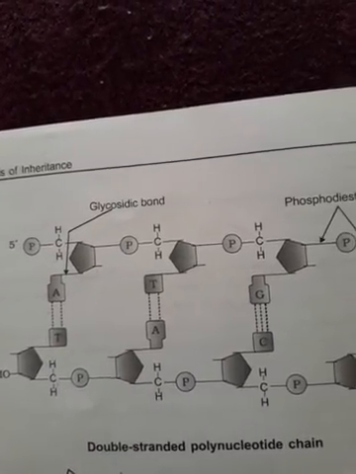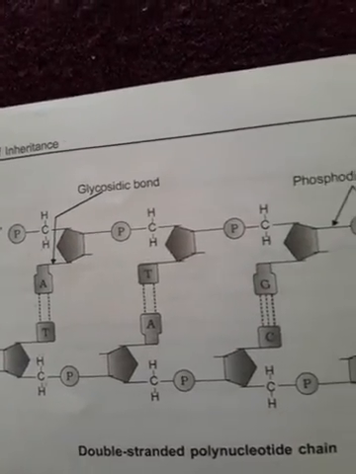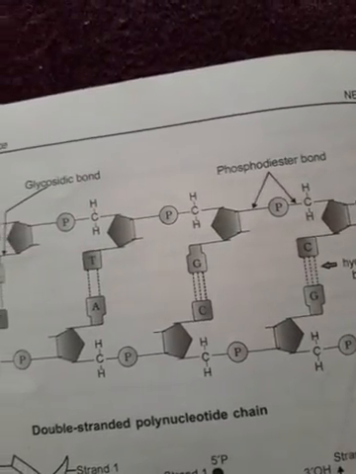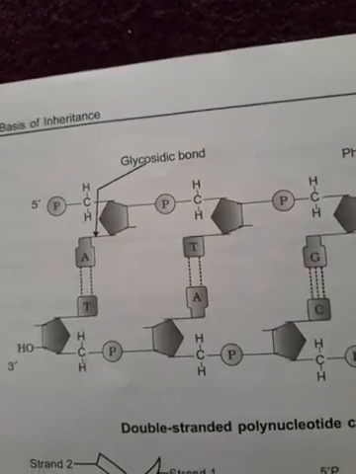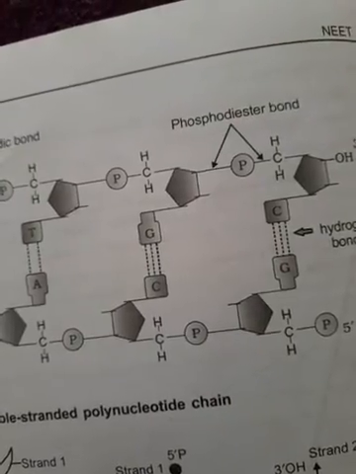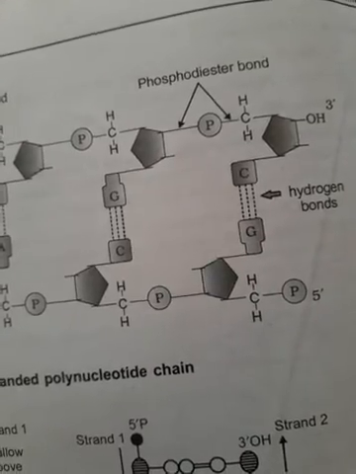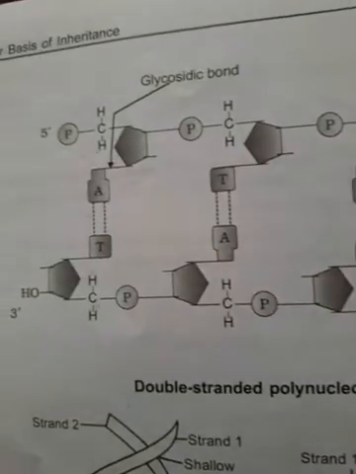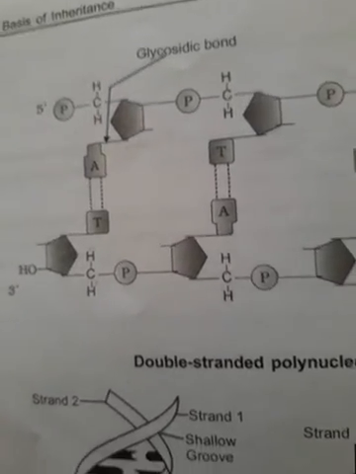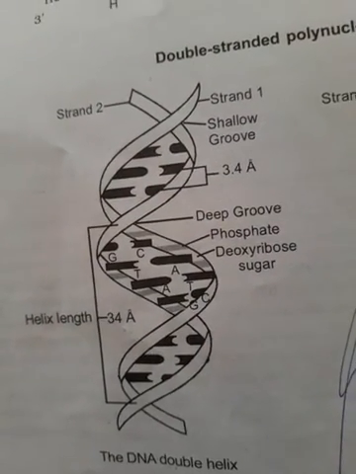This is the double-stranded polynucleotide chain. You can see here one strand 5' to 3' and another opposite strand 5' to 3', the glycosidic bond. You can see the phosphodiester bond, and between C and G there are triple hydrogen bonds, and between A and T there are double hydrogen bonds. Also you can see the DNA double helix, strand 1 and strand 2.